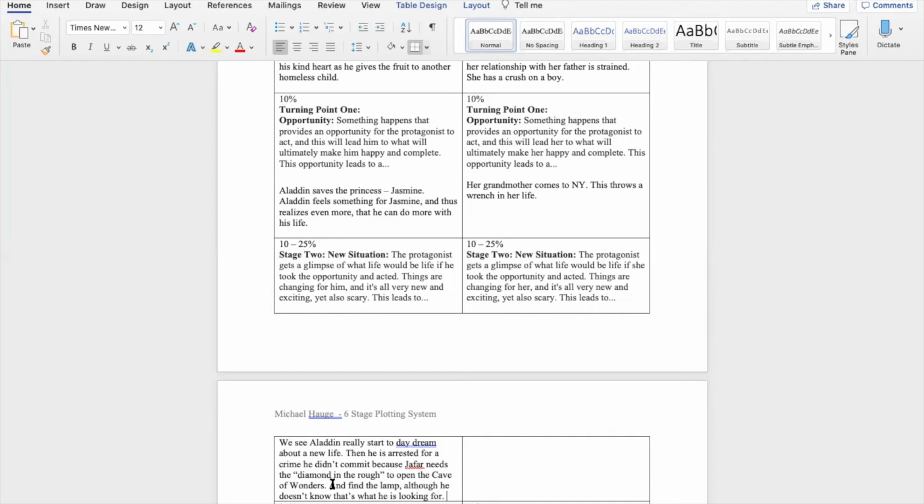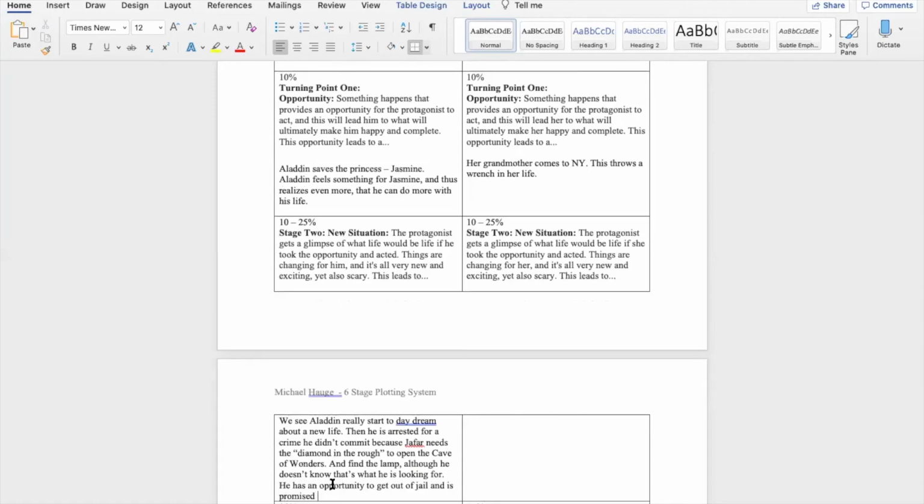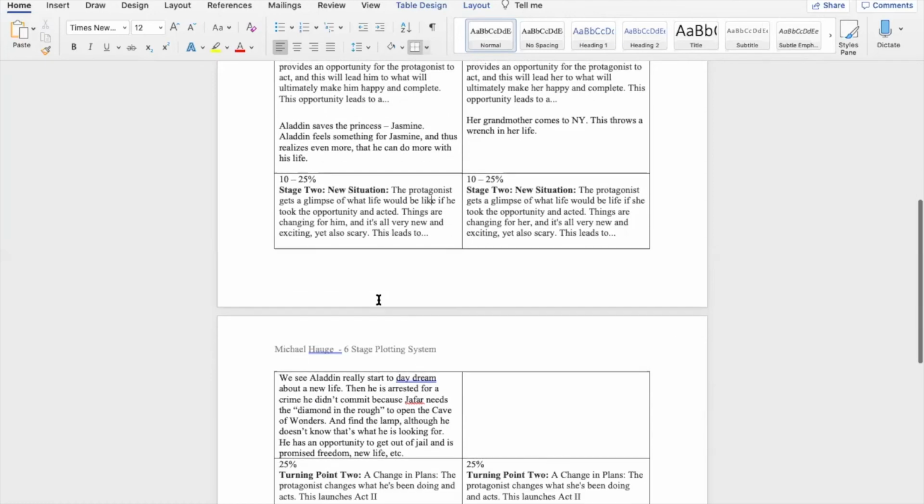And then, of course, he has an opportunity to get out of jail and is promised freedom, a new life, etc. Okay, so all of a sudden, the protagonist gets a glimpse of what life would be like if he took the opportunity to act on it. So things start changing for him.